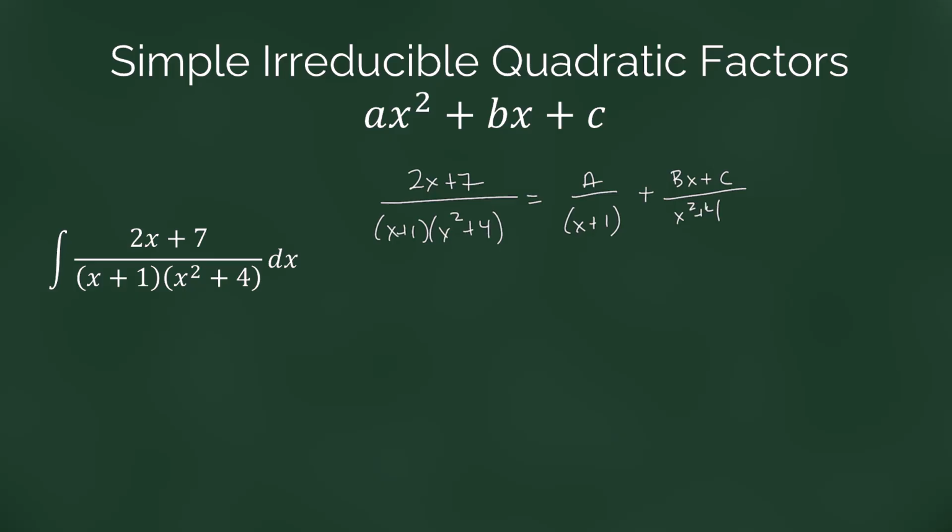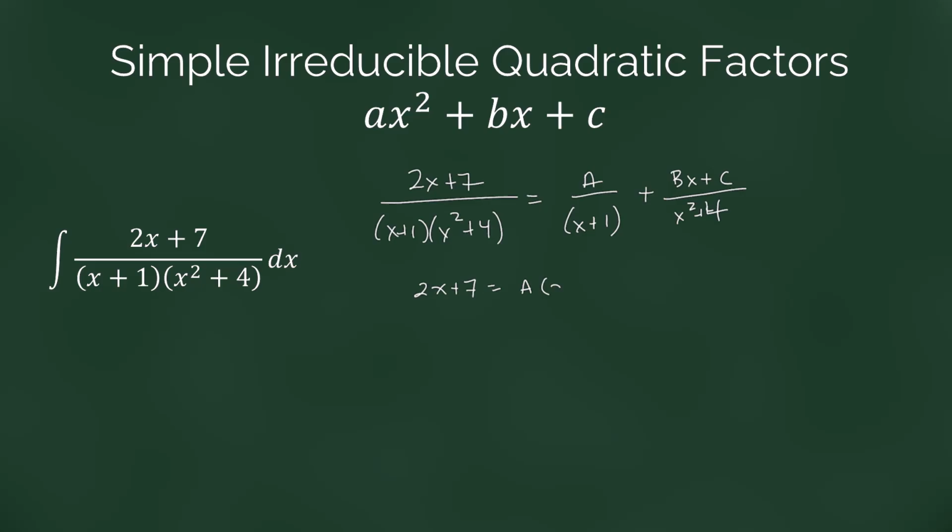just like we have been, where we're now going to try to figure out what A, B, and C are by using probably a system of linear equations. So we're going to now multiply both sides by (x plus 1)(x squared plus 4).